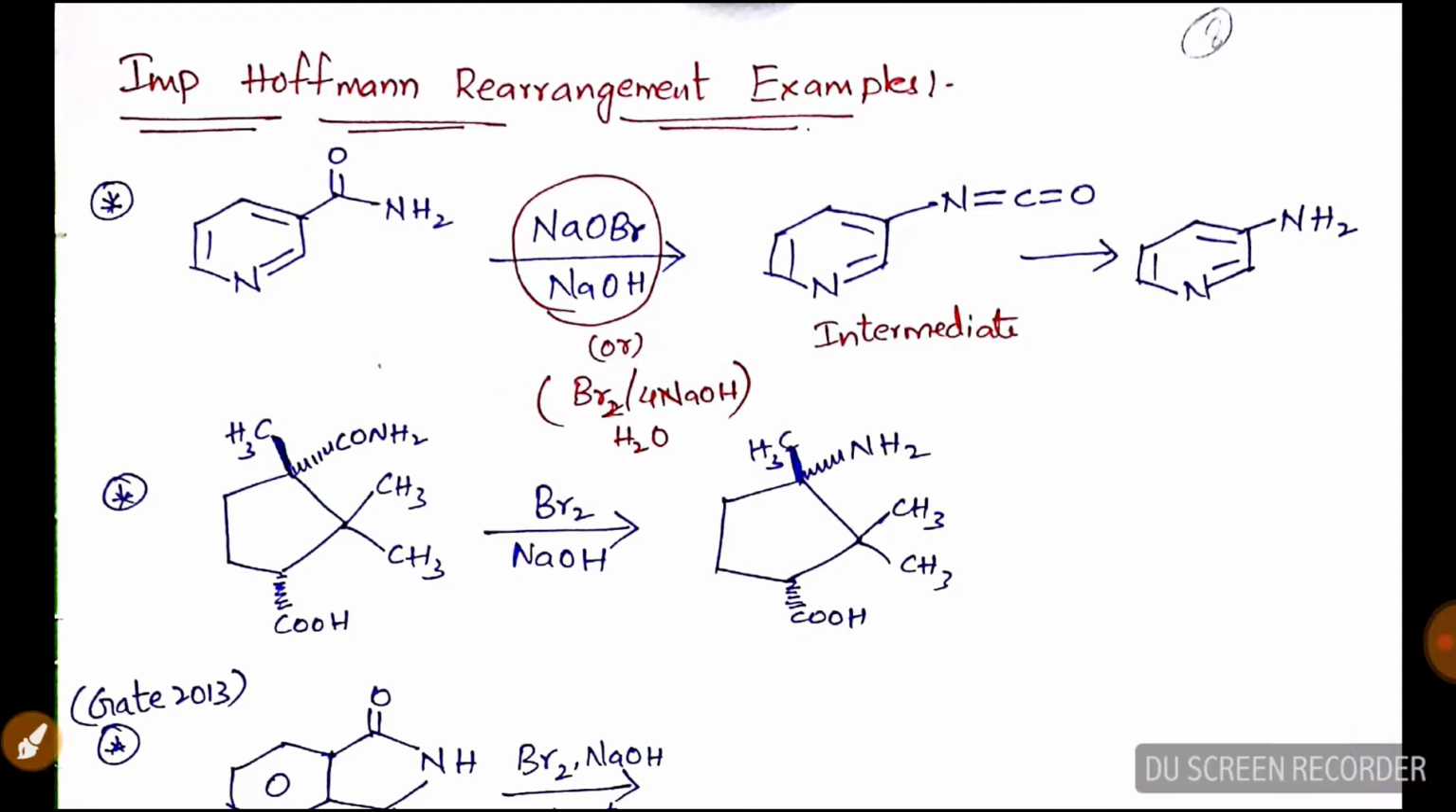Okay, coming to the second example. In this second example also, this is an amide group, and I have just removed this C double bond O and written this amine group. As I have told you, there is no change in configuration, so retention of configuration takes place. And I'll just roll it down.